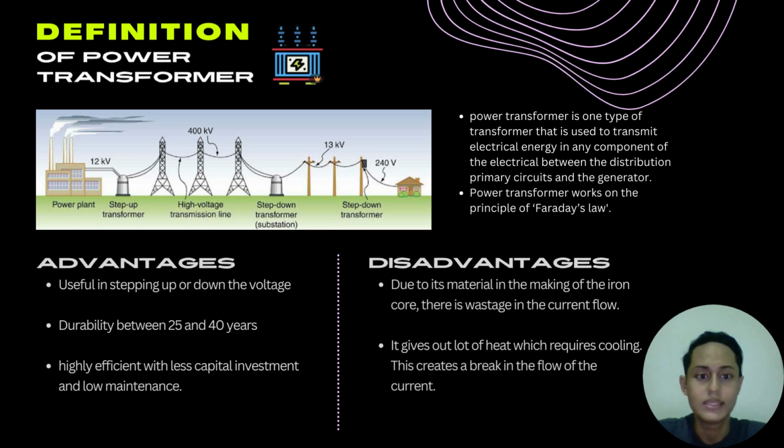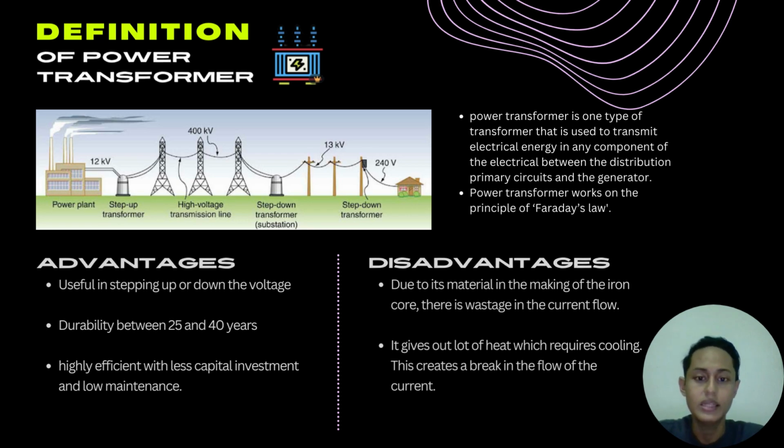From 12 kilovolt, they step up to 400 kilovolt by using a step-up transformer. And from 400 kilovolt, they step down to 13 kilovolt by using a step-down transformer. And they step down again to 240 volt so that the consumer receives the perfect amount of voltage.